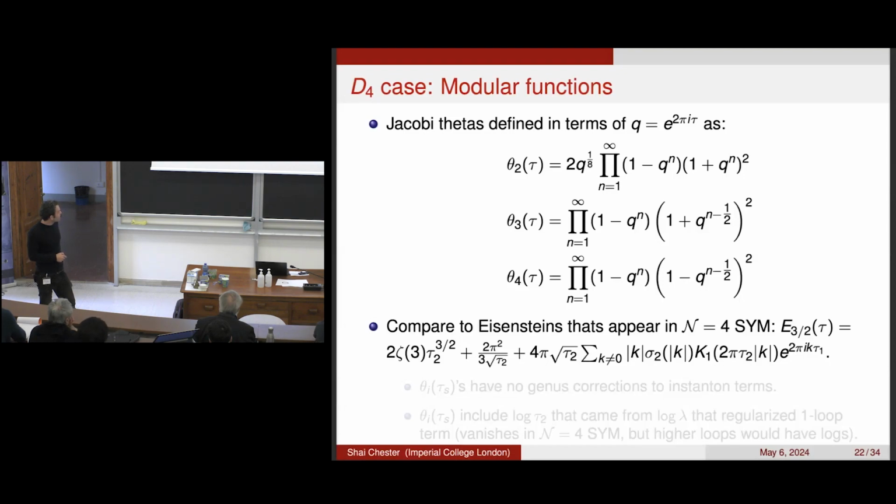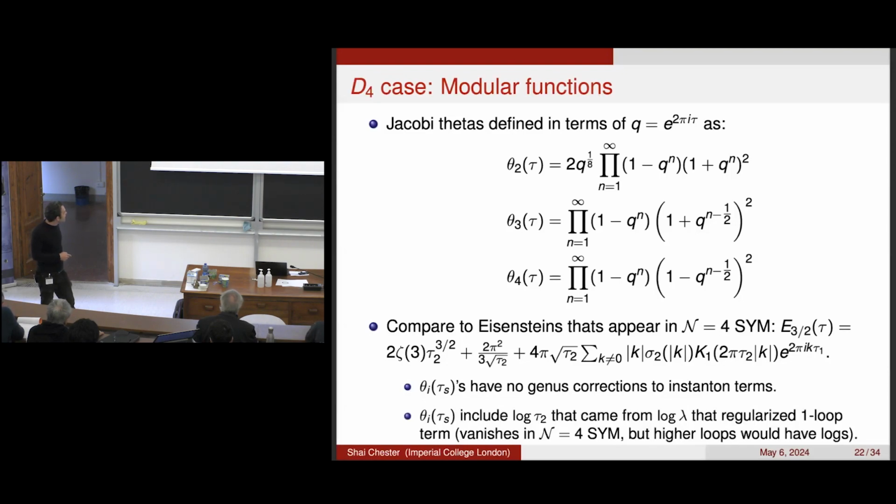And so non-holomorphic Eisenstein series have two perturbative terms in tau, and then they have infinite instanton terms. In contrast, the logarithm of these Jacobi theta functions, which is what we find, has no genus corrections to the instanton terms. Because notice that these are just numbers. There's no function of tau which is multiplying these q's. There's just q's. And so the instanton terms are much simpler than N equals 4.